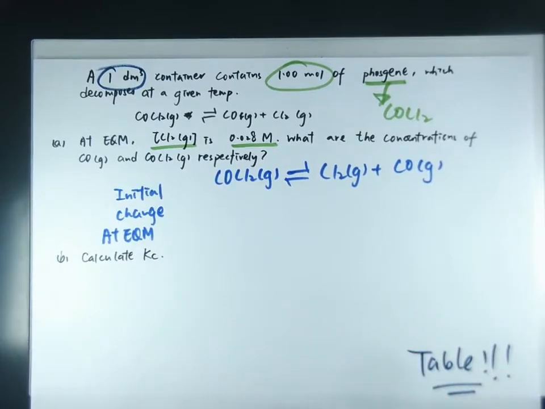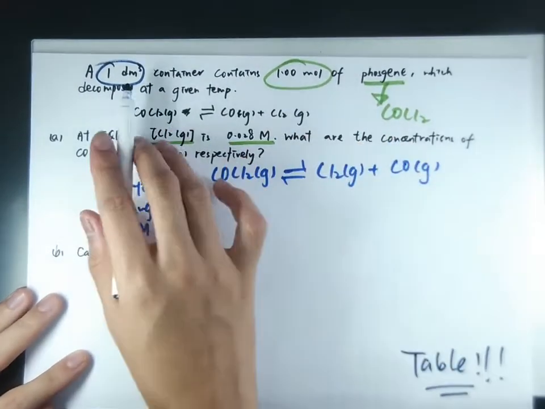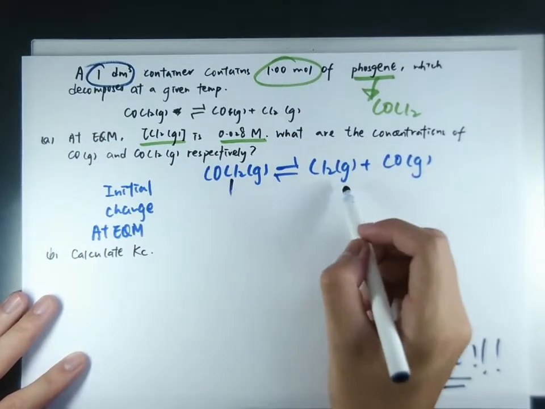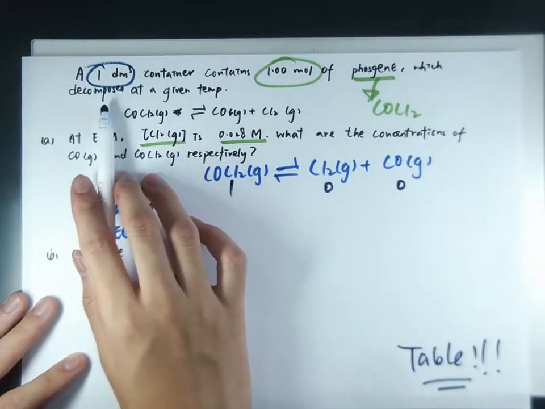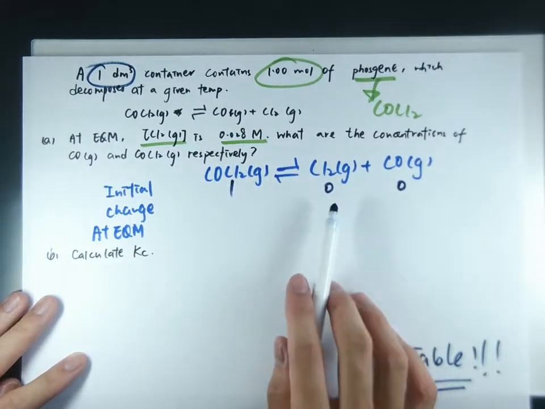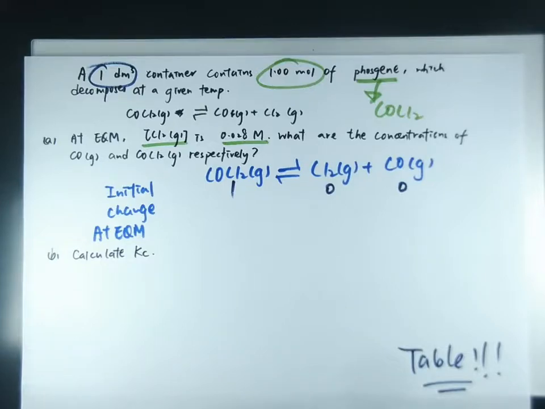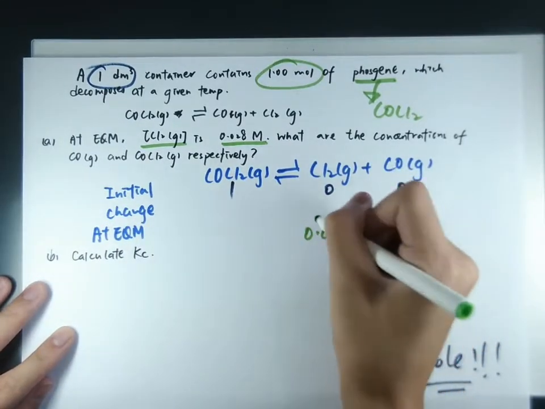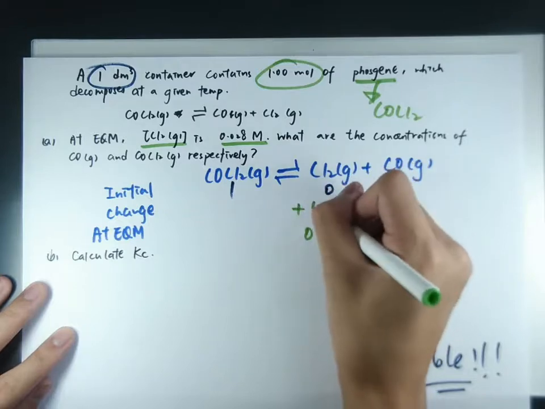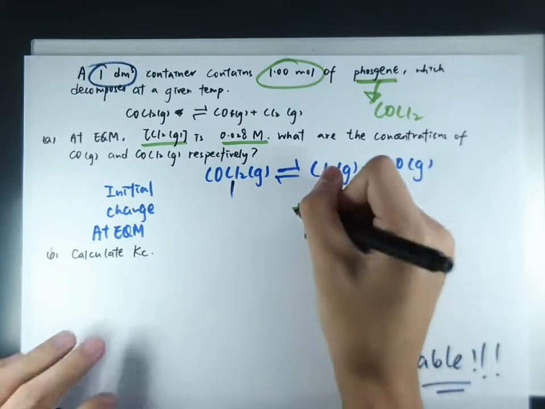Okay, so let's put down the initial concentration of phosgene, 1. That is 1. Okay, these two would be 0. Why are they 0? Because phosgene decomposes to form these two. So originally there should not be any Cl2 and carbon monoxide. Okay, so the concentration of Cl2 at equilibrium is 0.028. So the change would be positive 0.028. Now remember to put down the positive sign. Okay, put down the positive sign.